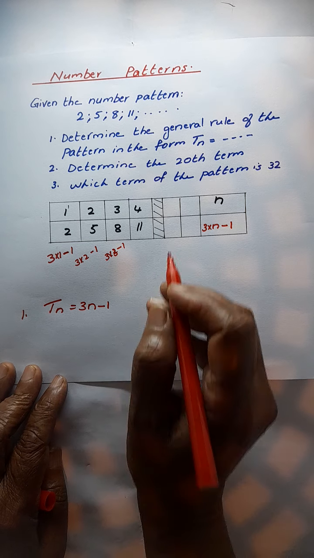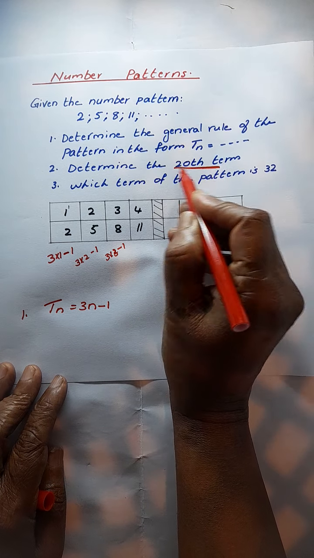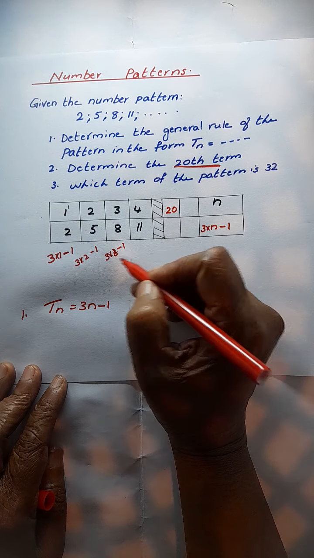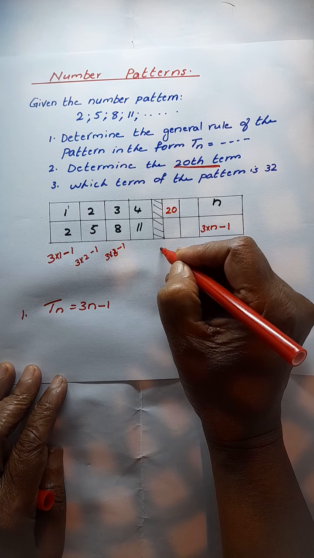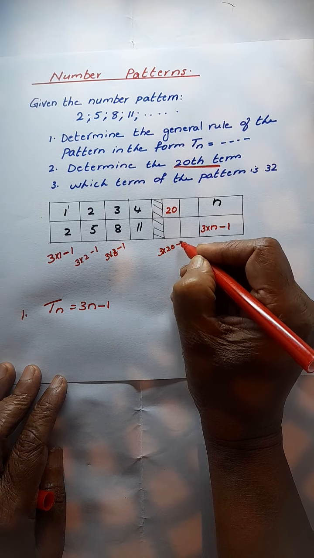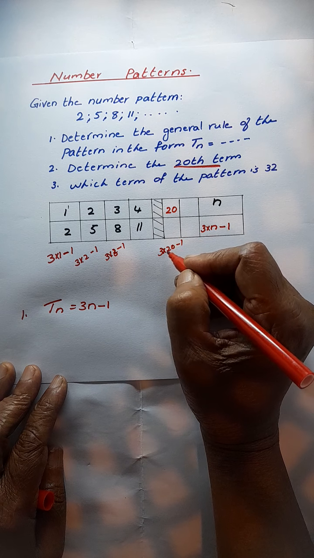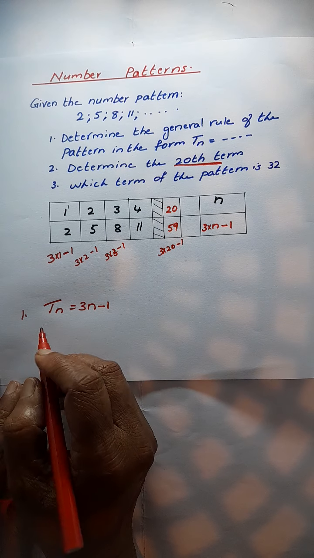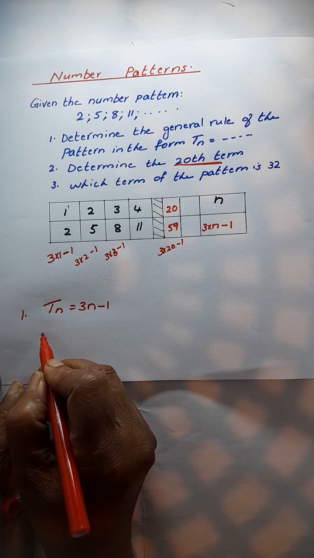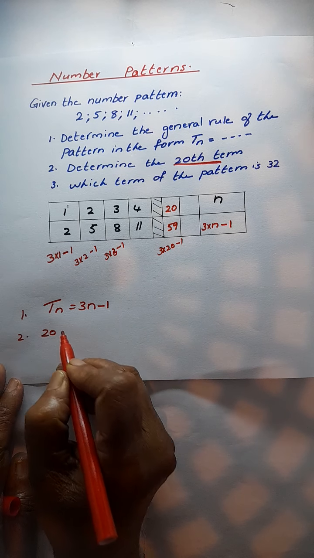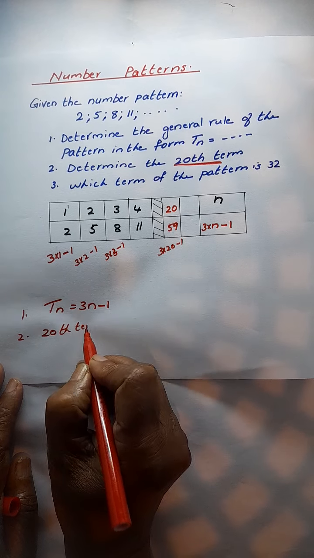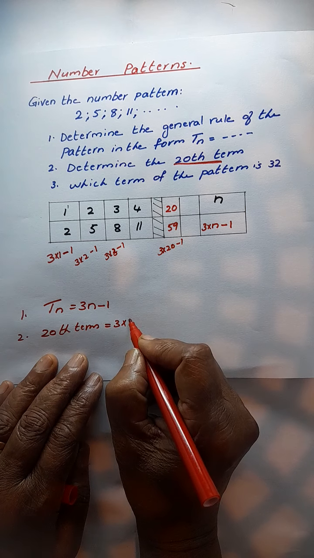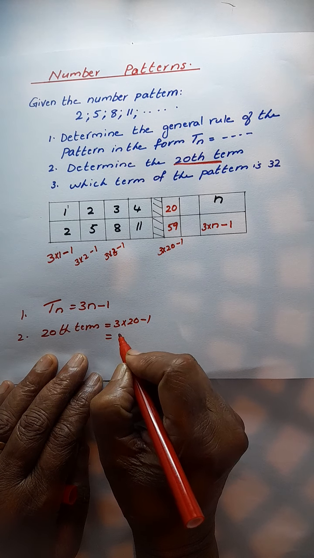Then we need to find the 20th term. How do we find that? It is 3 times 20 minus 1. So we get 3 times 20 is 60, minus 1 is 59. So we can write the 20th term is 3 times n, here 20, minus 1, which will give you 59.